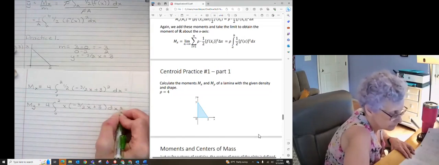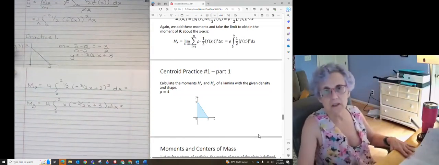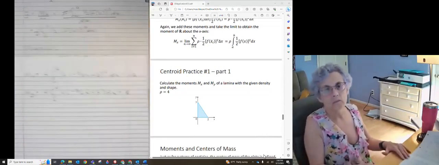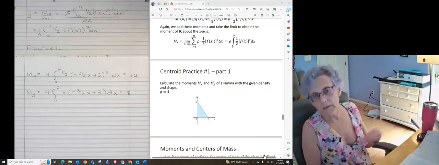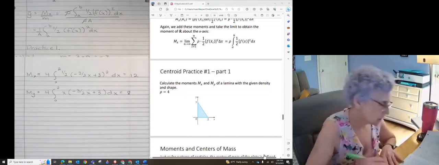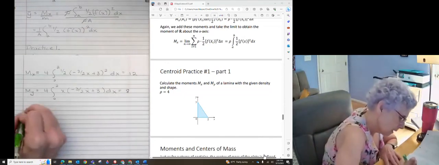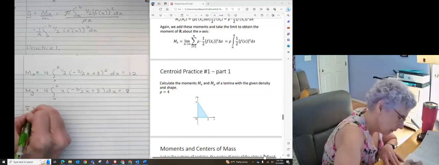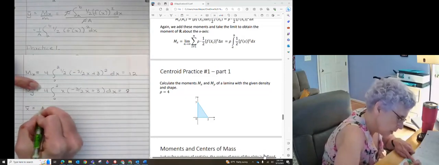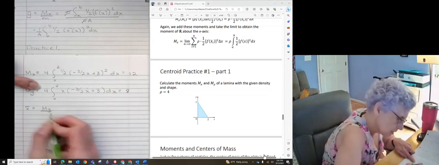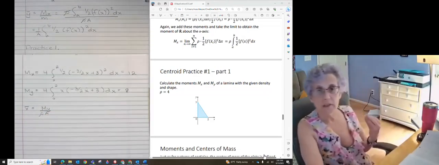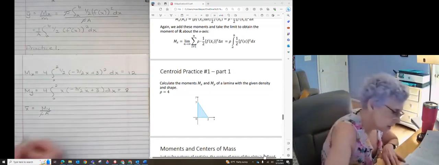And I'll take a minute and do that integration and meet you back here. For my moments, I got 12 and 8. I just plugged them in my calculator, even though, yeah, I know they're really easy. I could have done them by hand. Now, I want x bar. That's going to be equal to m sub y divided by rho times the area, the total mass.